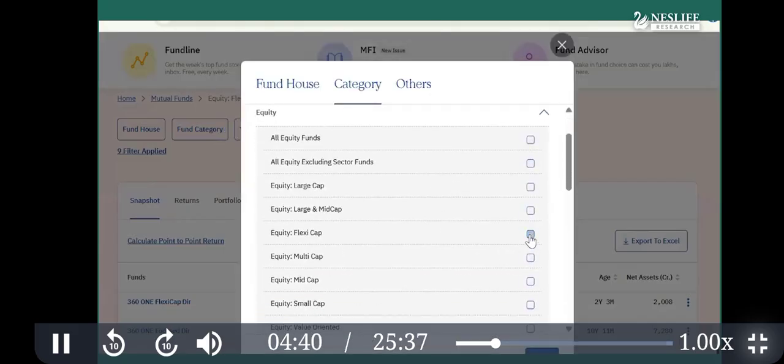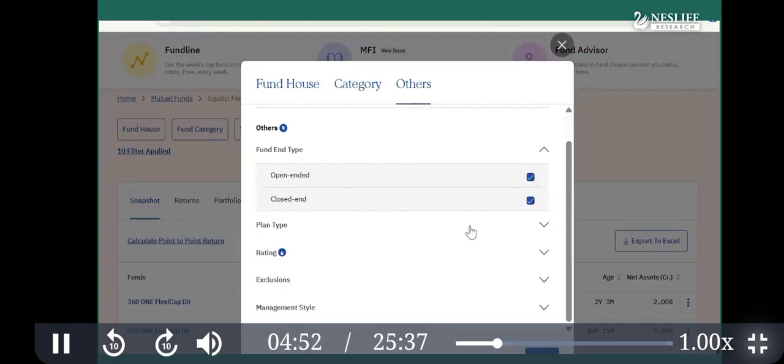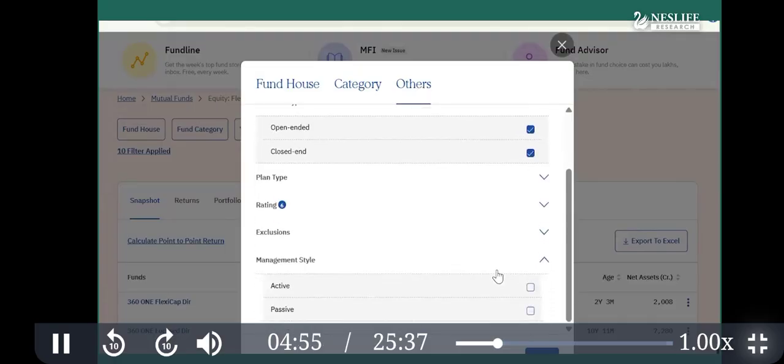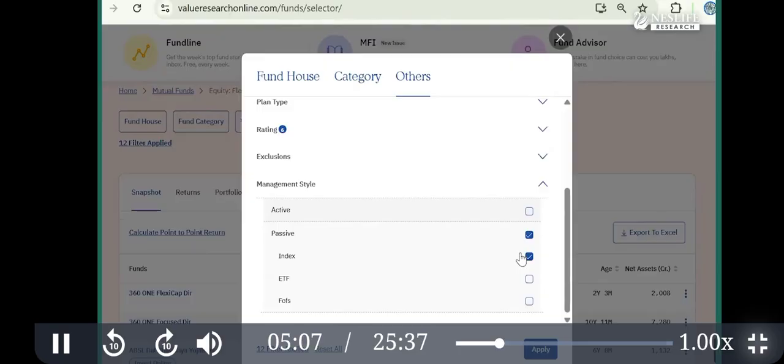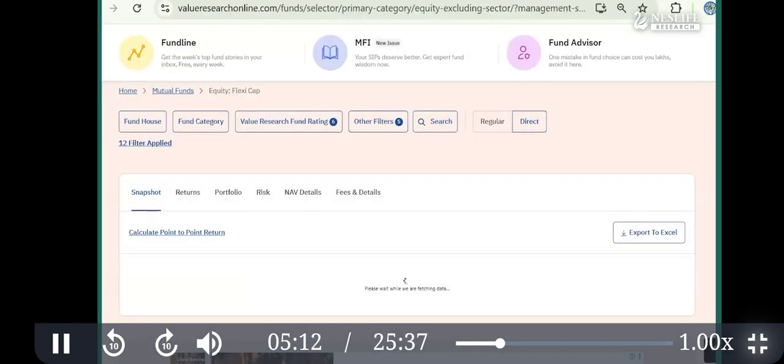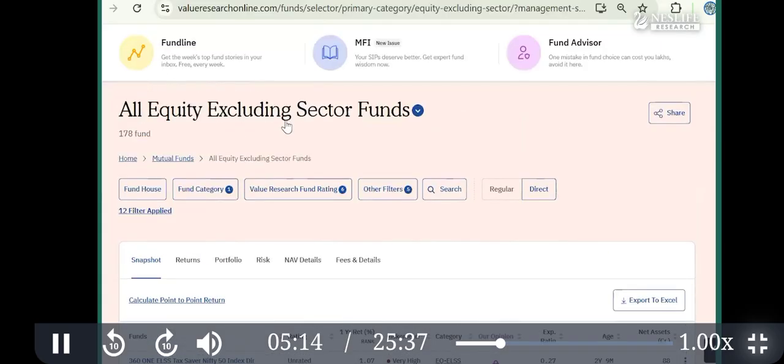First I'll show the equity category. Select all equity funds, or let's say equity excluding the sector funds. So the first click is here. Then go to the others and go down and select the management style: passive. Under passive, you see there are index funds, ETFs, and funds of funds. As of now, ignore ETFs, just keep index funds. Okay, so this is in management style. Click here.